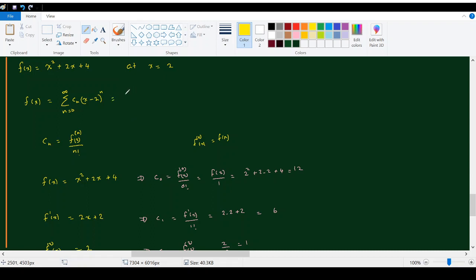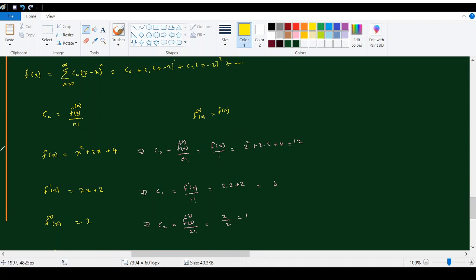And for C1, that is the next term, because now if you expand this one, it will be like C0, C1 (x minus 2) to the power 1, C2 (x minus 2) to the power 2. Likewise, it continues, right? So this is almost the same thing as I explained in the previous video set, right? Now you can see that the C1 coefficient is equal to 6 and the C2 coefficient is equal to 1.